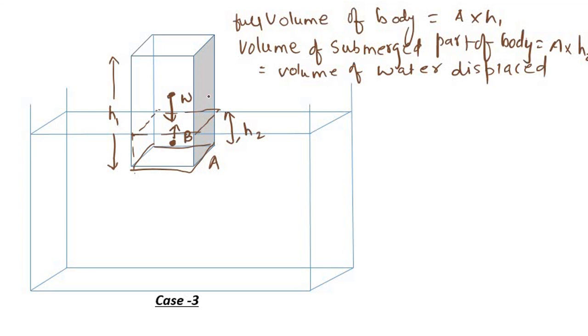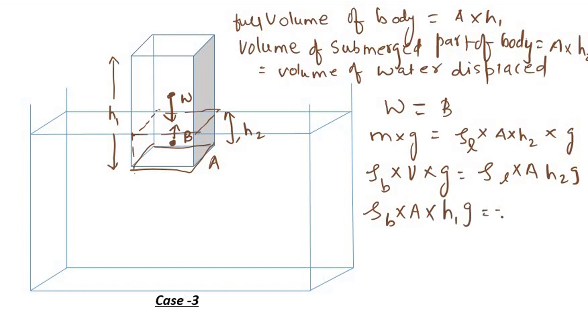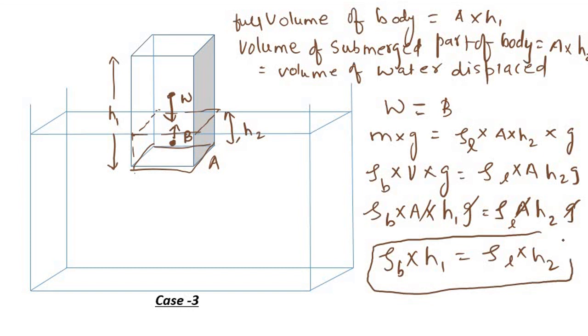Since this body is stationary, neither going down nor going up, the entire weight of the body is equal to the buoyant force acting in the upward direction. Weight of the body is equal to mass times g. This is equal to rho of the liquid multiplied by the volume of the submerged part of the body, that is A times h2, multiplied by g. Mass of the body is equal to density of the body times volume of the body, so rho_body times A times h1 times g equals rho_liquid times A times h2 times g. A and g get cancelled. So the final answer: density of the body times h1 is equal to density of liquid times h2. Most important outcome of the law of flotation.